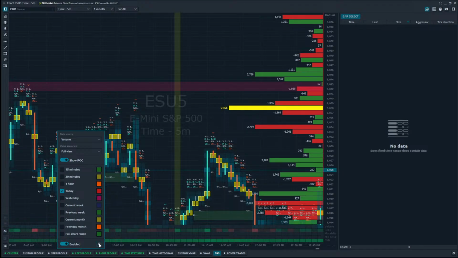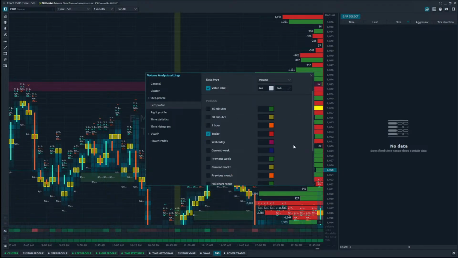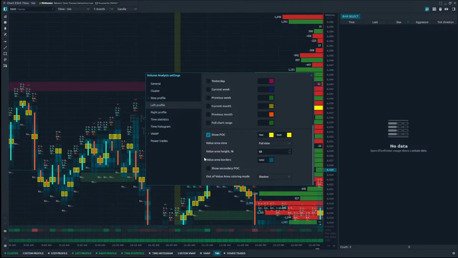And under settings, I gave you guys the template, so it's going to be the same anyway, but you want to set your value area volume to 68, right?